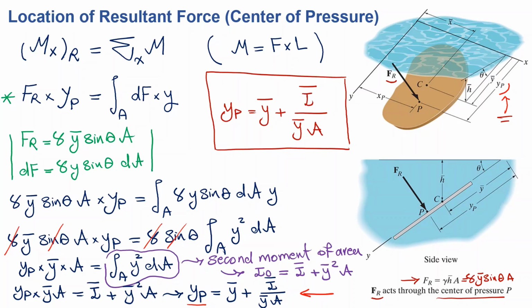Now, there are a couple of notes that I want to mention. In your textbook, yp is represented by ycp, or the distance to center of pressure, cp, right? And in your book, Fr, or resultant force, is represented by Fp, force as a result of pressure. So if I use them interchangeably, I might use Ycp, Yp, or Fr, Fp, just to make you familiar with different notations that we might use.